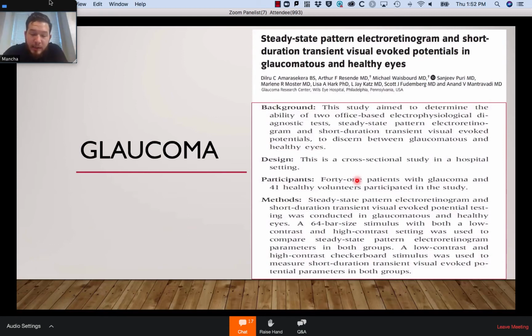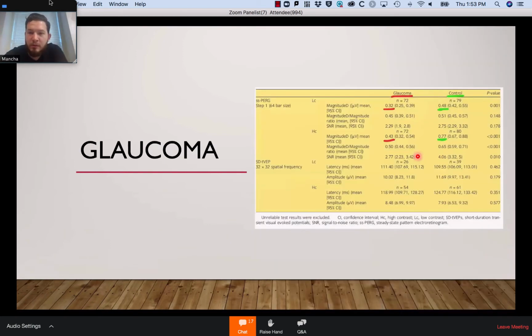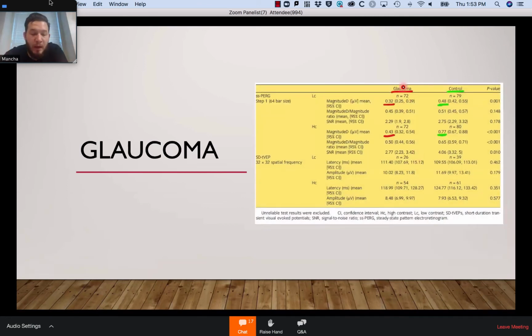They had 40 cases of glaucomatous patients and 41 controls. All participants had a comprehensive eye exam and visual field performed prior to enrollment in the study. Some of the exclusion criteria included a previous history of incisional eye surgeries or ocular procedures within 1 month prior to enrollment, or any visual reduction past 6/12, any history of eye trauma or neurologic pathology.